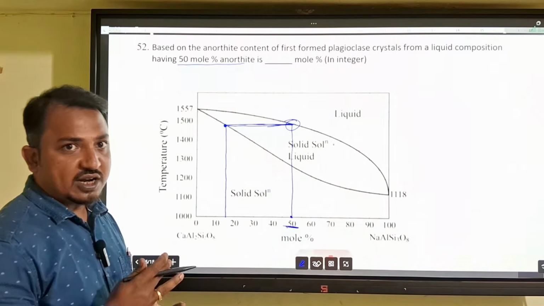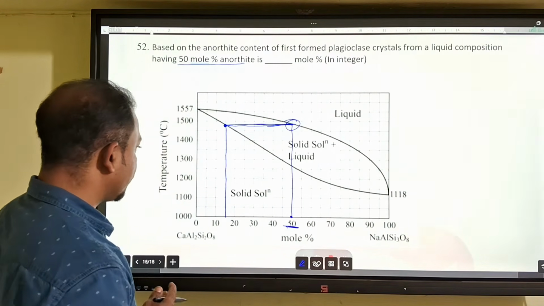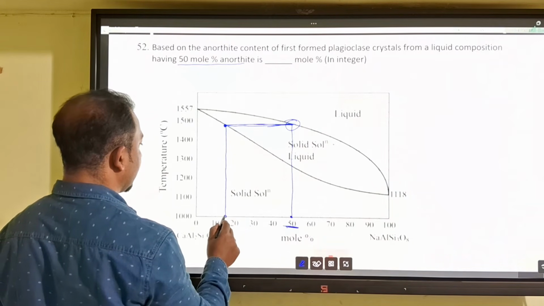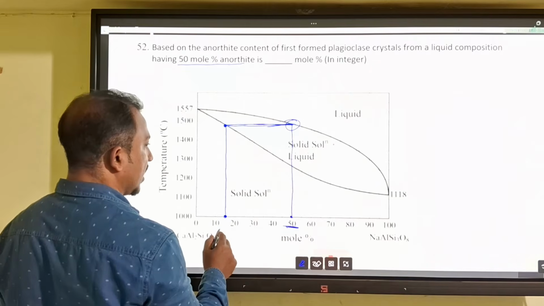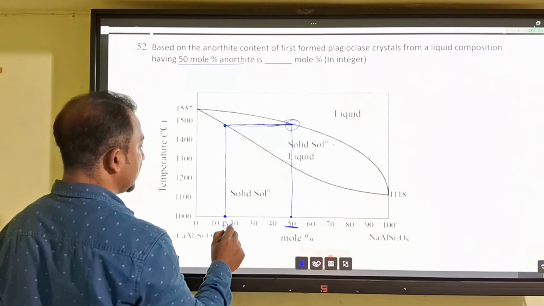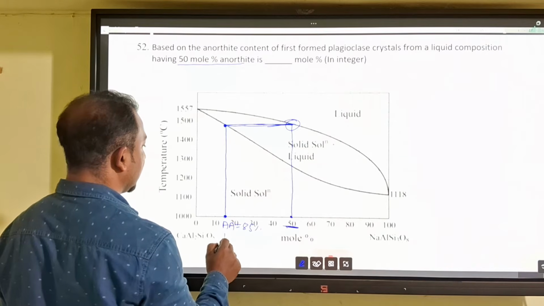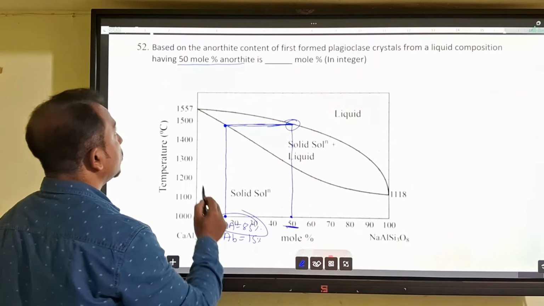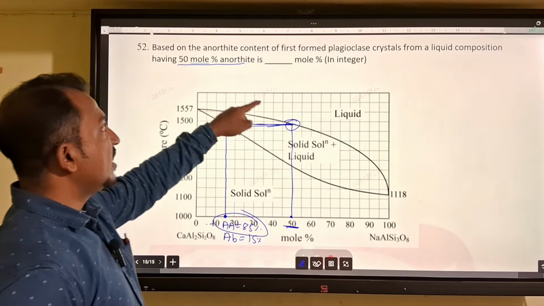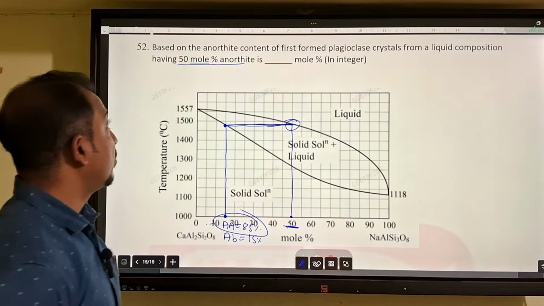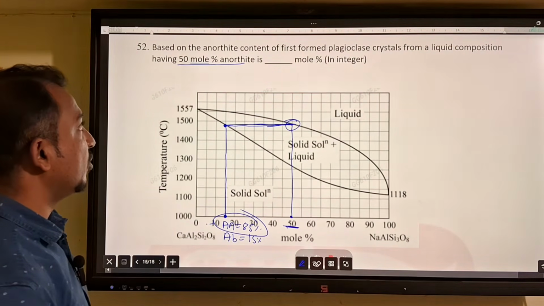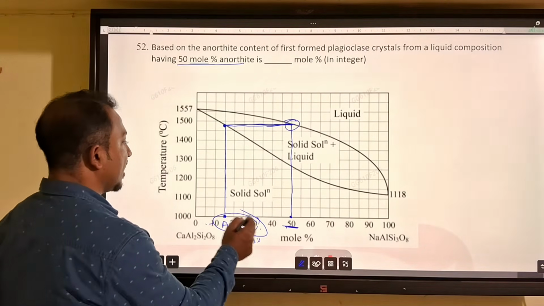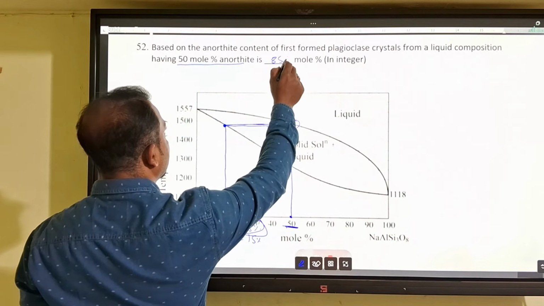So the liquid composition is 50% anorthite, 50% albite. So it will produce a plagioclase where the anorthite percentage is 85% and the albite percentage is 15%. So based on the anorthite content, the first-formed plagioclase crystal from a liquid composition of 50 mole percent anorthite is dash mole percentage. Here the anorthitic content of the solid is asked, so it will be 85%. The answer will be 85%.